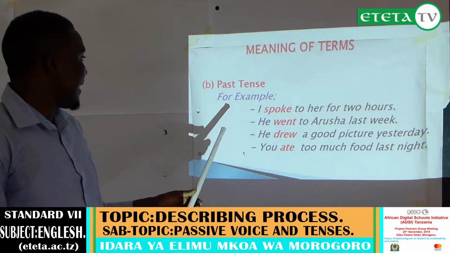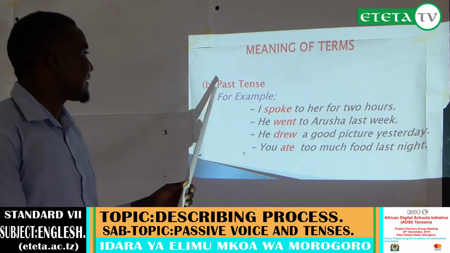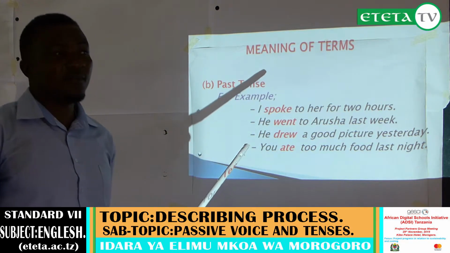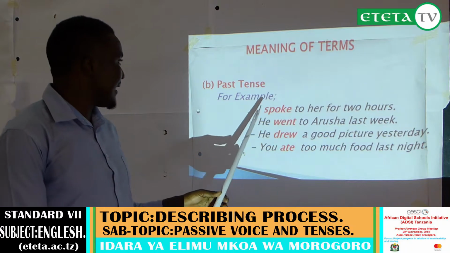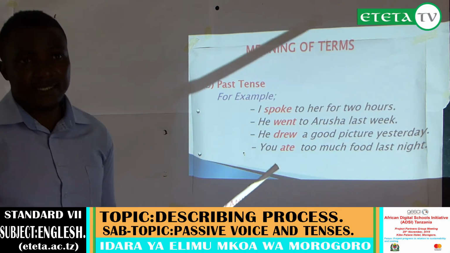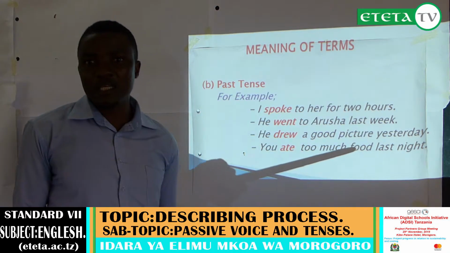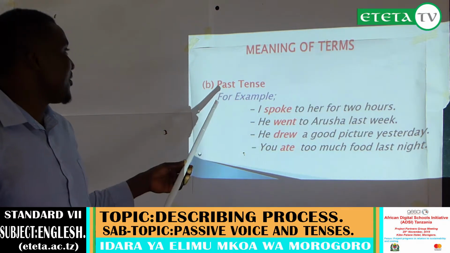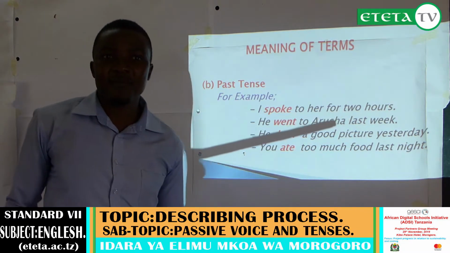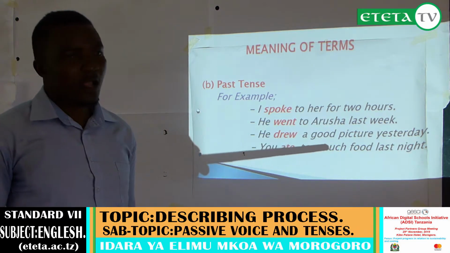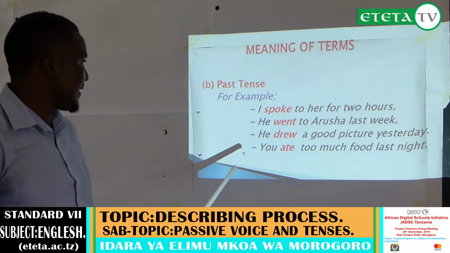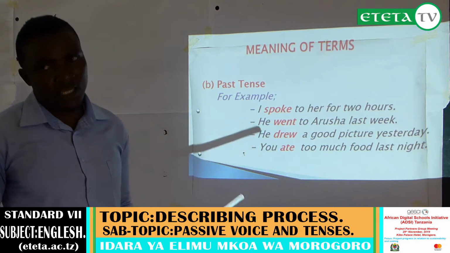Yes, we have another type of tenses which is past tense. You can give the meaning of past tense as the type of tense which refers to the action which took place in the past time. So, when we talk about past tense, we form it using the verb in the past form. Let us look at the following examples of sentences which are in past tense.